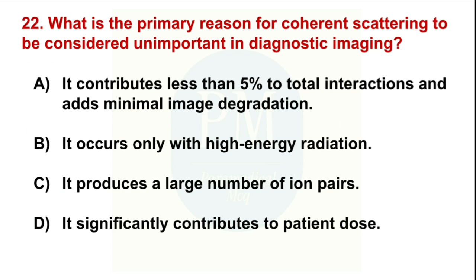What is the primary reason for coherent scattering to be considered unimportant in diagnostic imaging? Option A. It contributes less than 5% to total interaction and adds minimal image degradation. Option B. It occurs only with high energy radiation. Option C. It produces a large number of ion pairs. Option D. It significantly contributes to patient dose. The correct option is option A. It contributes less than 5% to total interaction and adds minimal image degradation.